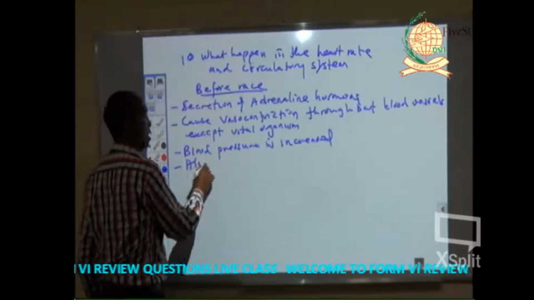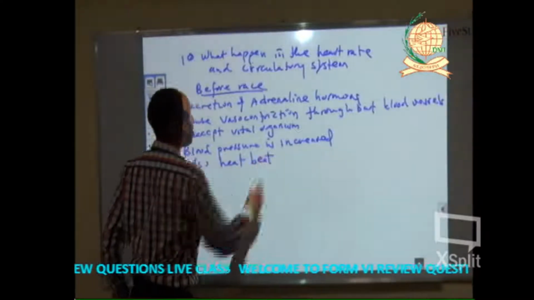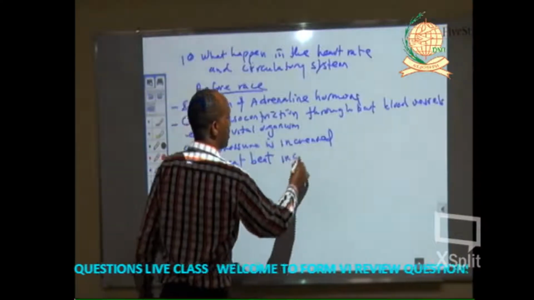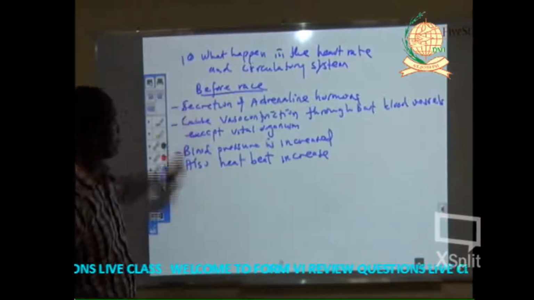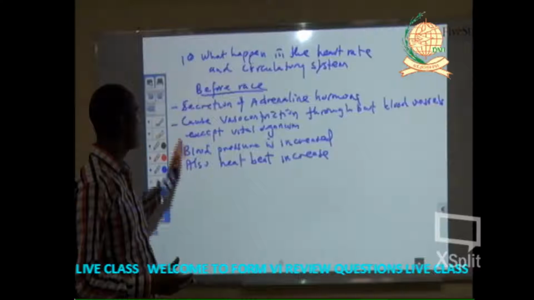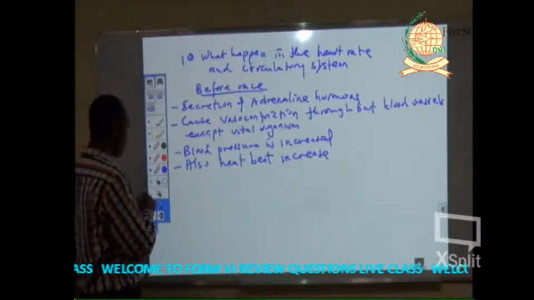Also, heart beat increases to prepare this person for the race. So as you explain these 4 points, you can join them together or put them like that. It is a total of 4 marks.